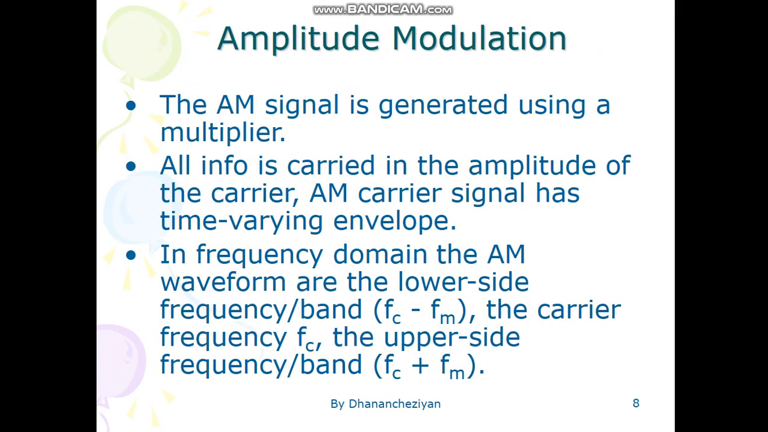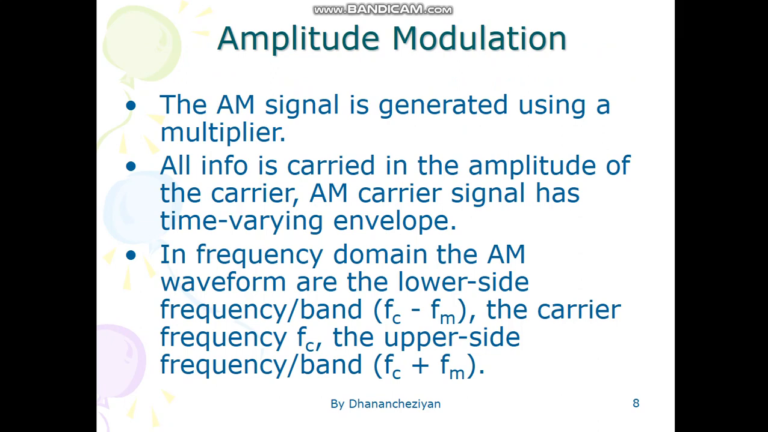Next, the AM signal is generated using a multiplier, as I already told you. We use a simple multiplier to multiply the message and the carrier signal. All the information is carried in the amplitude of the carrier, and the AM carrier signal has a time varying envelope. We already know the envelope of the AM carrier varies with time according to the message signal. That's why we call this a modulation scheme.